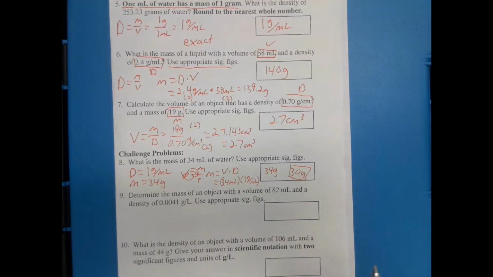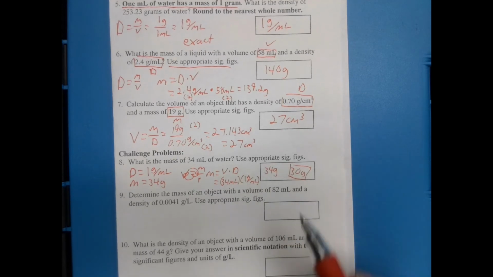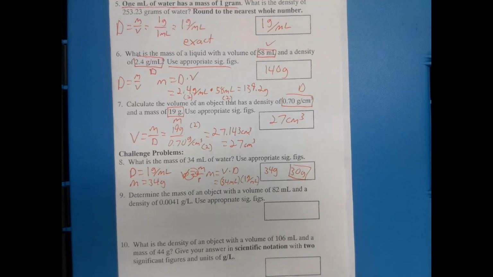Because y'all wouldn't have known that this should be treated as exact. So using appropriate sig figs, 30 would have been a good answer. I didn't take off if you put 34 grams.